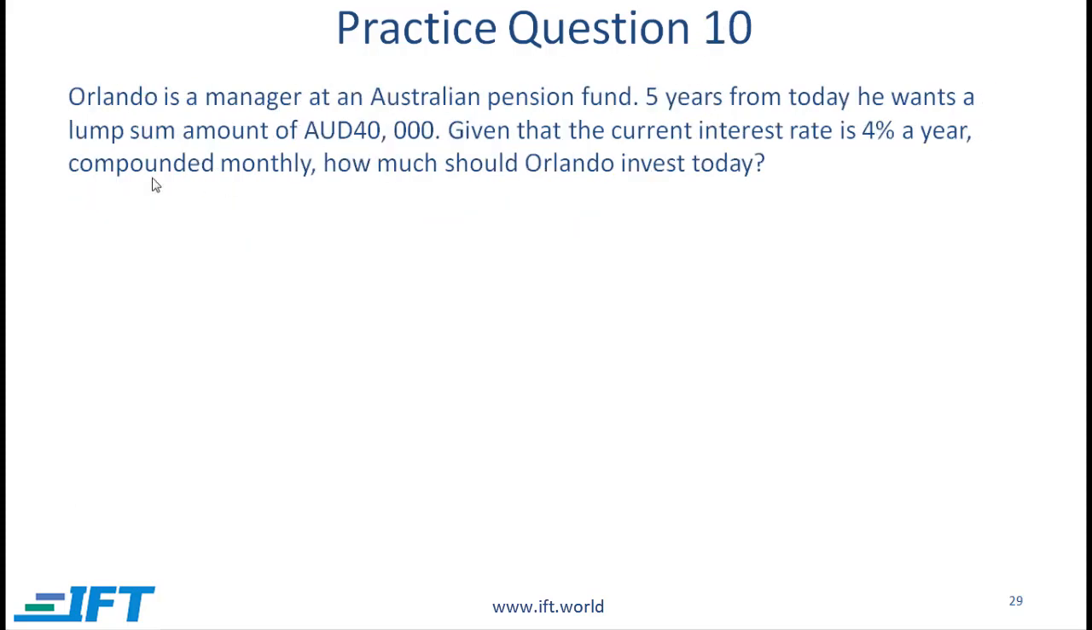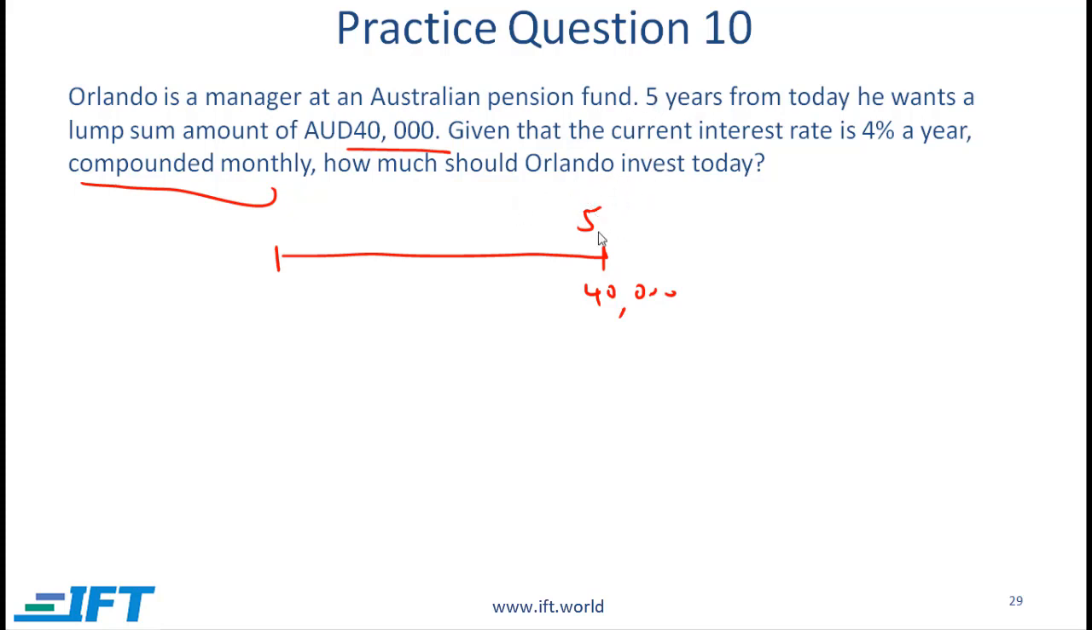Next question. So Orlando is a manager at an Australian pension fund. 5 years from today, he wants a lump sum amount of 40,000. Given that the current interest rate is 4% a year but compounded monthly, how much should he invest today? This is similar to what we have seen before, but the compounding now is monthly. So if he wants to receive 40,000, this is 5 years from today, but we are doing monthly compounding.